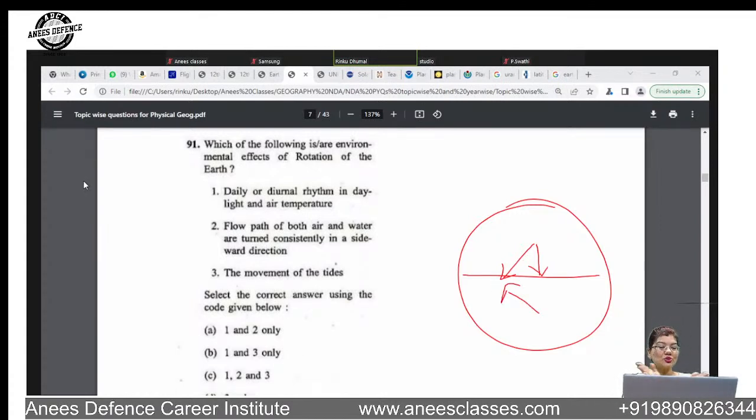So we say that any freely moving fluid, whether it is air or water, consistently moves in a sideward direction, towards the right in the northern and towards the left in the southern hemisphere. So this motion is because of the Coriolis force. Because different latitudes rotate at different speeds.